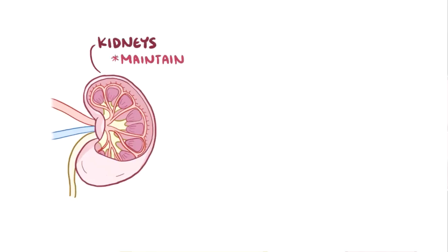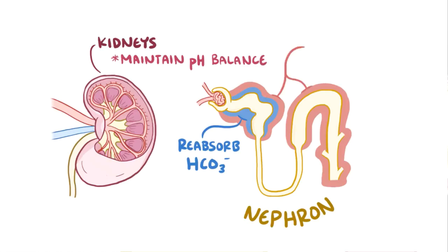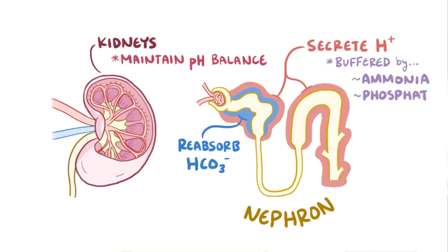Alright, as a quick recap, the kidneys help maintain pH balance of the blood. In the nephron, the proximal convoluted tubule cells are able to reabsorb the bicarbonate ions. And cells in the proximal, as well as the distal convoluted tubule and collecting ducts, secrete hydrogen ions that are carried out into the urine using the ammonia and phosphate buffer systems.